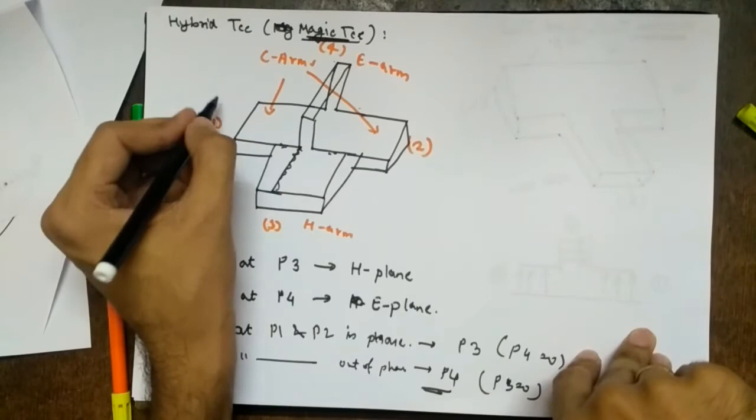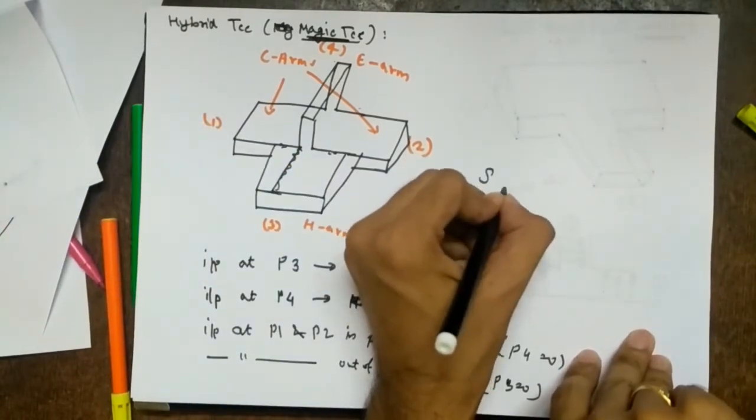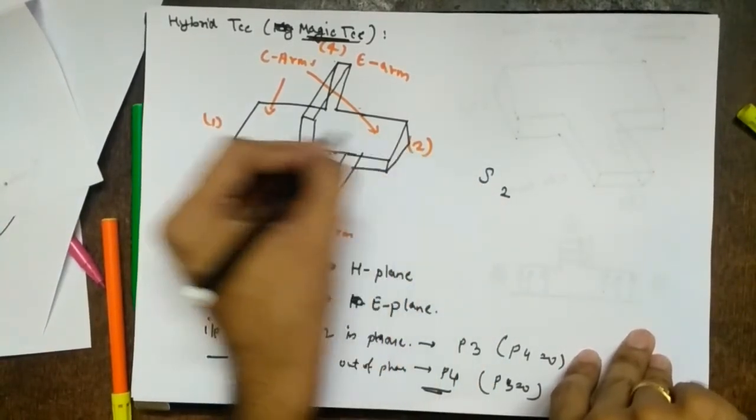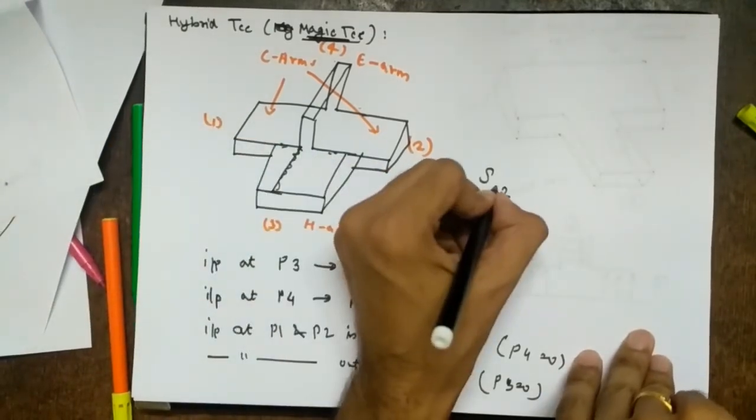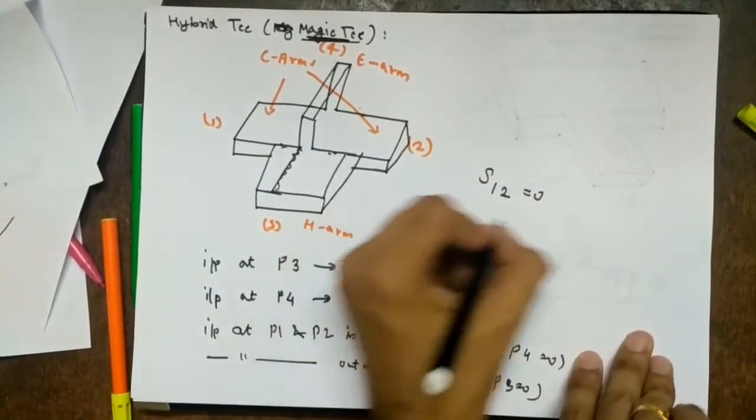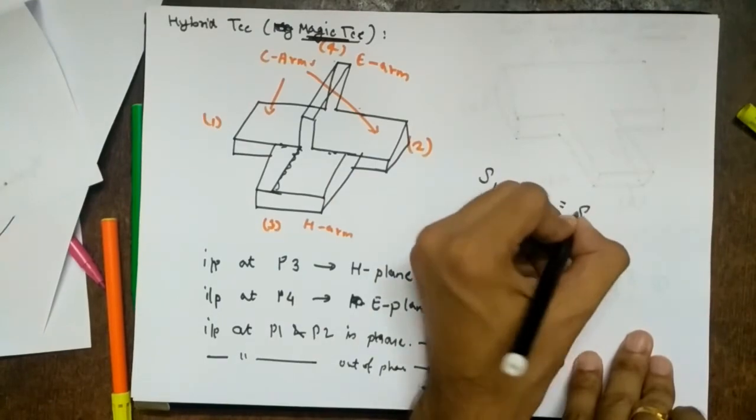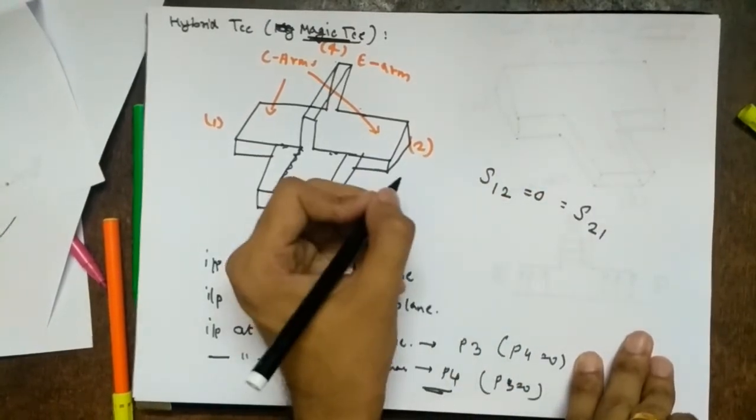So what is happening? If I am exciting port 2, it means I am giving input to port 2. How much power is going to port 1? 0. So I can say S12 is 0, right? And similarly it is happening the other way around. So I can say S21 is also 0, right?